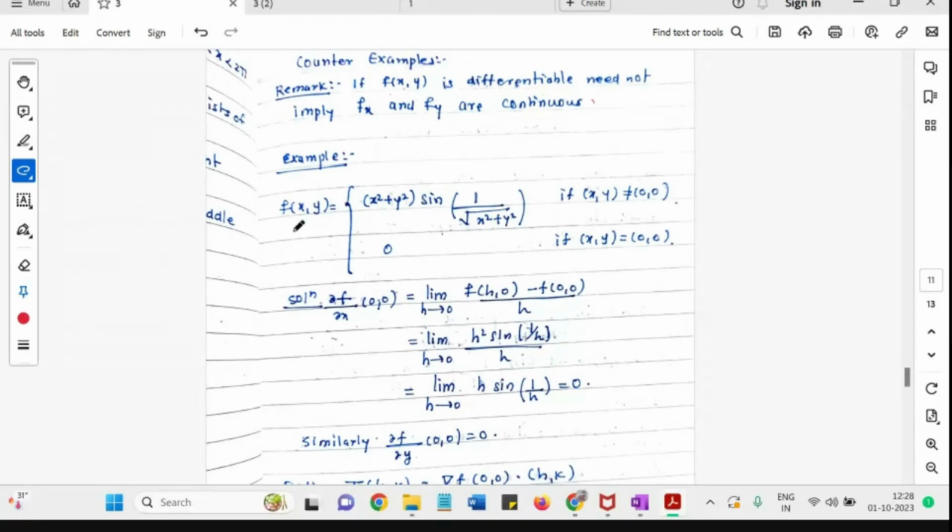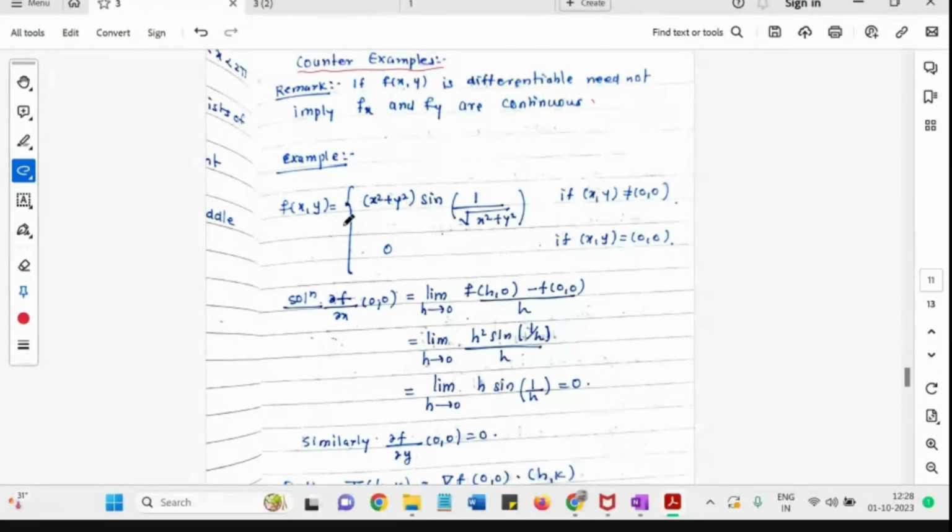So I have f of x comma y. This is only the counter example. I am done with my main topic. I'm just doing this counter example, and before concluding, I have to insert one more topic. I will just touch and go. I will not do that in detail.